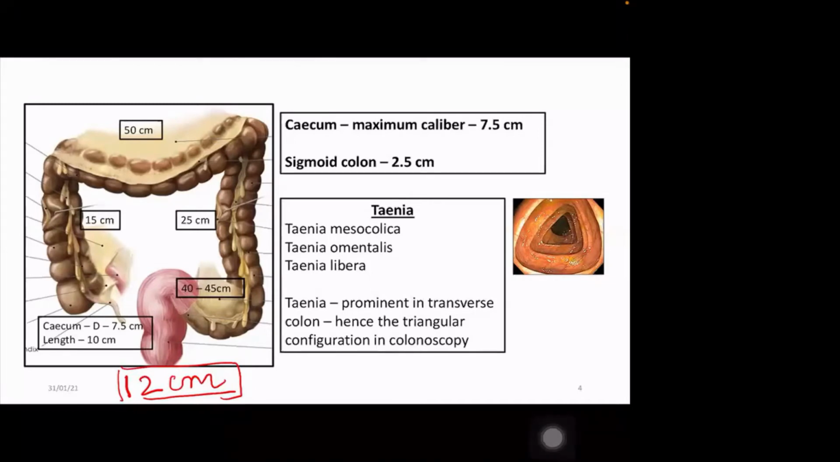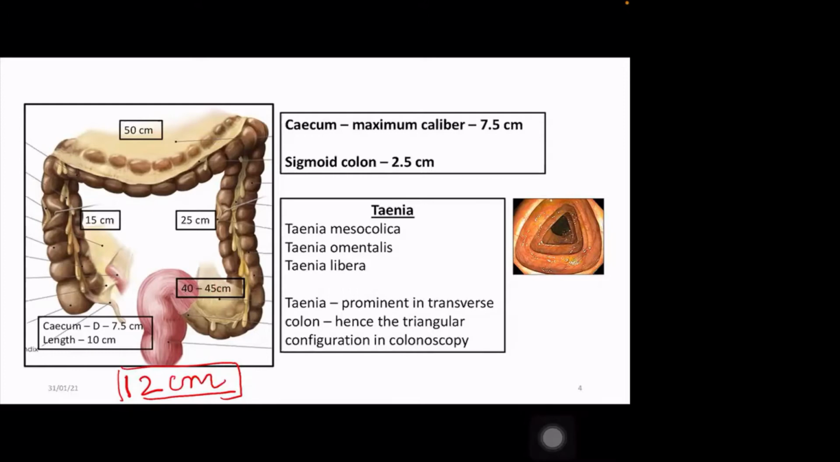So next, the ascending colon. The ascending colon measurement is 15 centimeter. Then the transverse colon is around 50 centimeters, the longest part, followed by the descending colon at around 25 centimeter, and the sigmoid colon at 40 to 45 centimeter. Also note another basic point: only the transverse colon as well as the sigmoid colon have a mesentery, in the form of the transverse mesocolon and the sigmoid mesocolon.